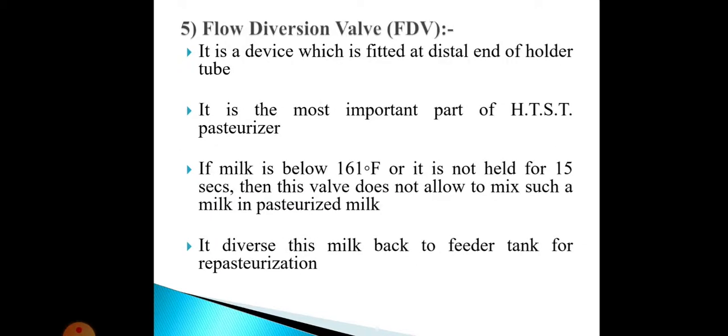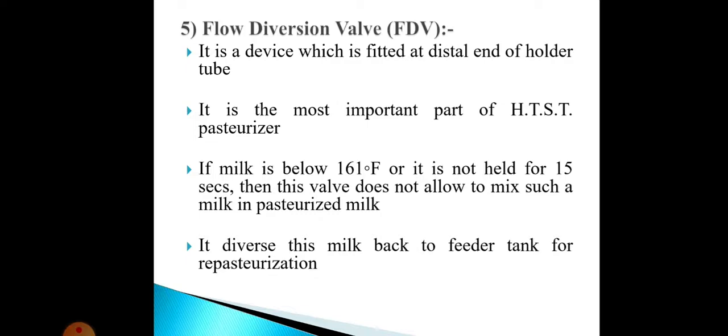Then the fifth one is the flow diversion valve, FDV. It is a device which is fitted at the distal end of the holder tube. It is the most important part of the HTST pasteurizer. If milk is below 161 degrees Fahrenheit or it is not held for 15 seconds, then this valve does not allow such milk to mix with the pasteurized milk.